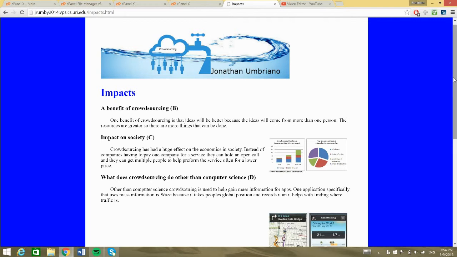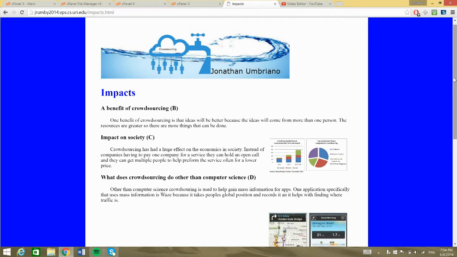What is the impact on society from crowdsourcing? Crowdsourcing has a huge effect on the economics in society. Instead of companies having to pay one company for a service, they can hold an open call and get multiple people to help perform the service, often for a lower price.